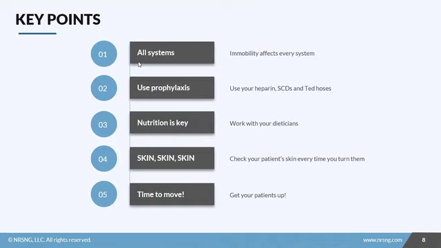Okay, so let's recap. Remember, immobility is going to affect every system, and sometimes it affects more than just one. For your patients that can't get up, use your preventative measures. Use your things like your heparin, your SCDs, your TED hoses, and reduce the risk of blood clots and edema. Your patient's nutrition status is really important when they're immobile. Work with your dietitians. They're going to need all that proper nutrition.